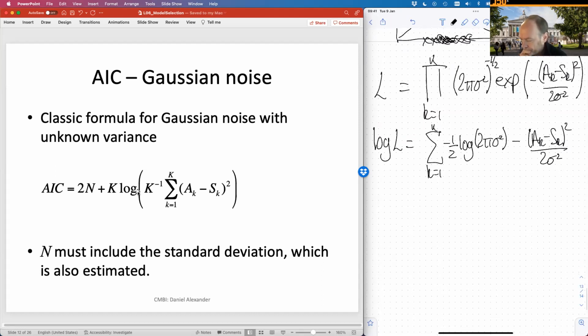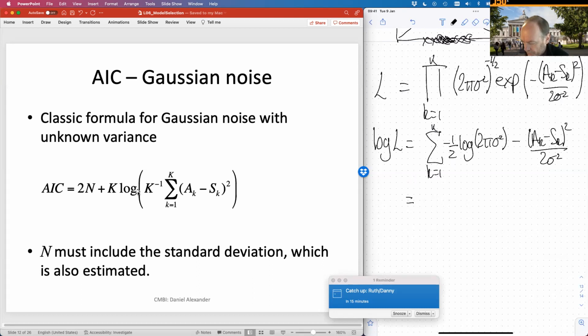Now I'm going to rearrange this slightly, for reasons that will become apparent shortly, and separate the sum over these two different terms. First of all, this first term doesn't depend on k at all. So by doing the sum, we just get k copies of it. I can write that as minus k over 2, and then I'm going to separate the log out into log 2 pi and then log sigma squared, like so. And then minus 1 over 2 sigma squared times the sum of square differences.